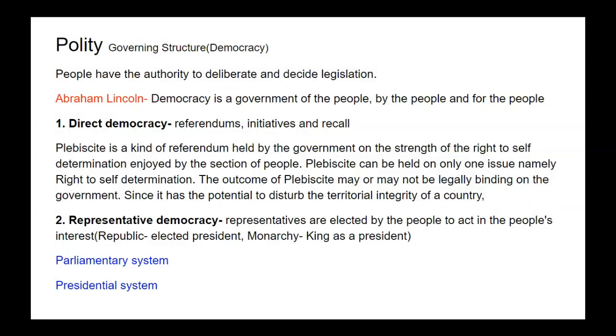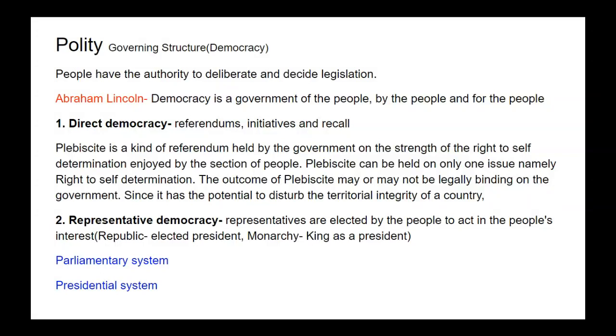So, in direct democracy, there is referendum, initiative, and recall. In referendum, the views of citizens are asked directly. Then there is initiative, where citizens start making law; they initiate to make law. And recall is the method to call back the ruling people and to stabilize a new governing structure.